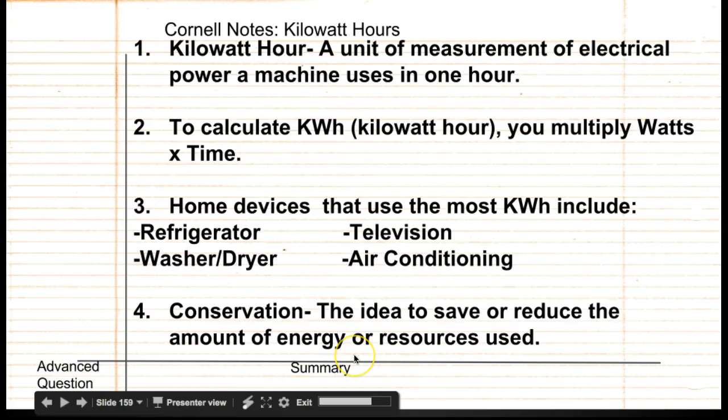Okay, so go ahead and come up with your final question, and then don't forget your summary and your advanced question. Have a great day.